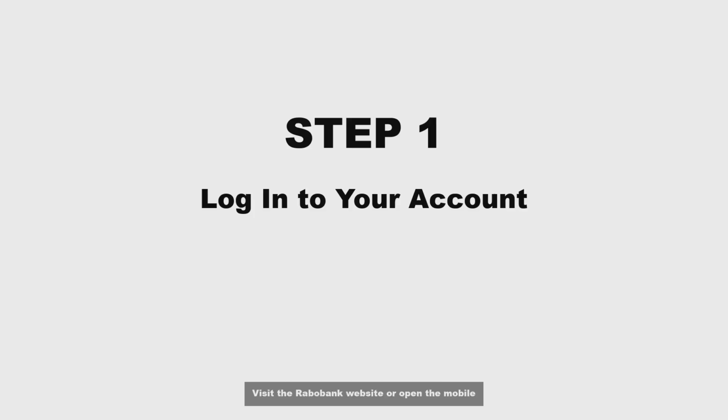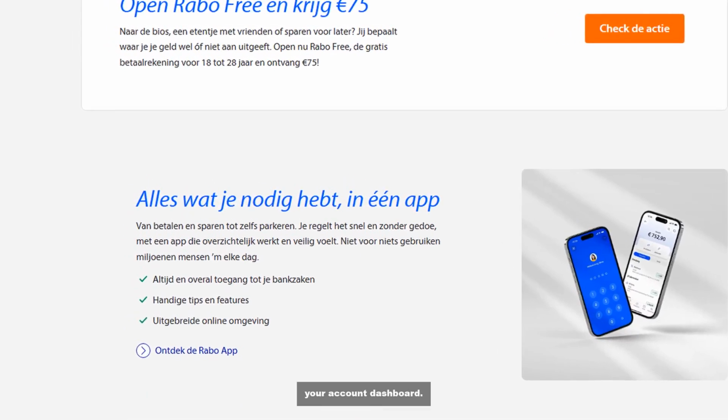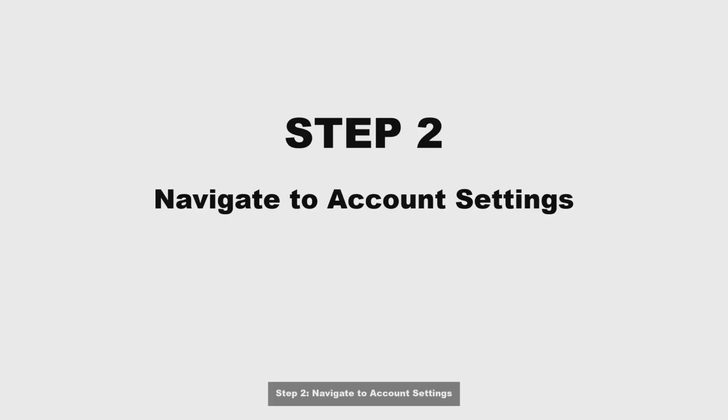Visit the Rabobank website or open the mobile app. Enter your login credentials to access your account dashboard. Step 2. Navigate to Account Settings.